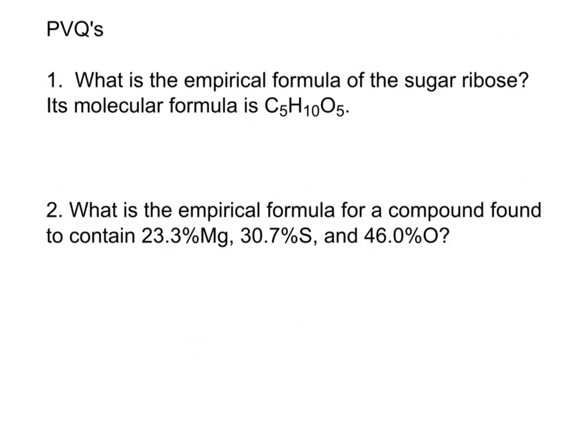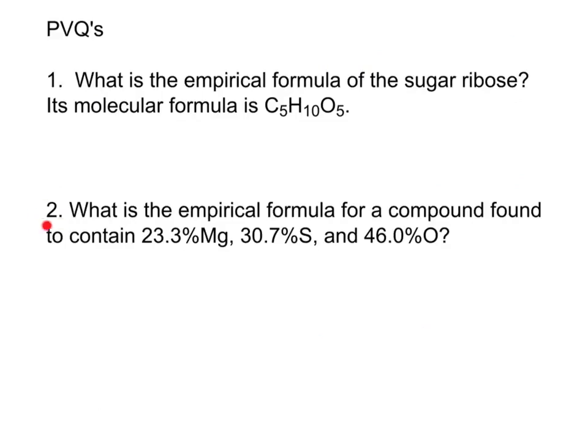So here are your post-video questions for lesson 7.6. First of all, what's the empirical formula of the sugar ribose? And we've given you the molecular formula. It's a pentose sugar, which means it contains 5 carbons. C5H10O5 is its molecular formula. See if you can figure out the empirical formula.